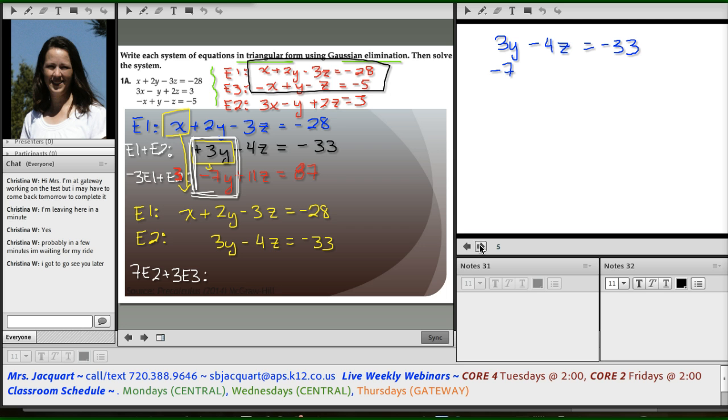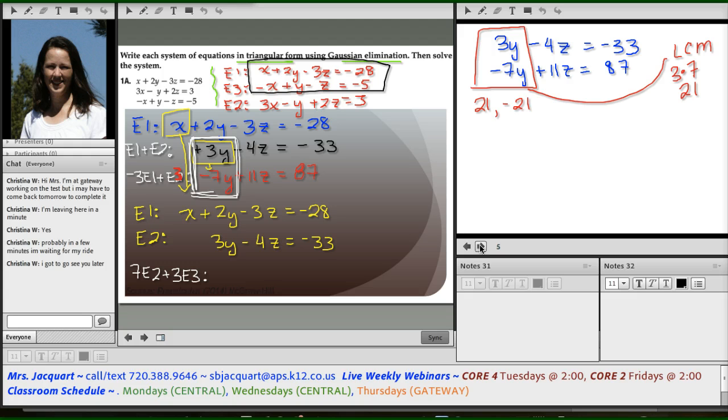Negative 7y plus 11z equals 87. Okay, so our purpose is to find a lowest common multiple that will get them, so when we add them, they'll be each other's opposites, so when we add them, they'll be 0. So our lowest common multiple would be 3 times 7, which would be 21. So if we had one to be 21 and one to be a negative 21, then when we add 21 to negative 21, we'd get a 0. So that's what we're going to do.